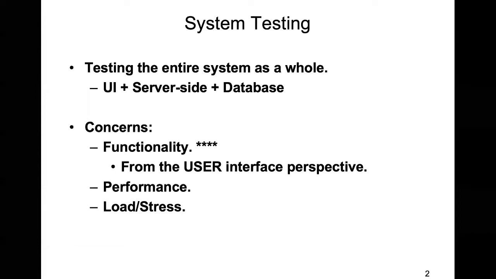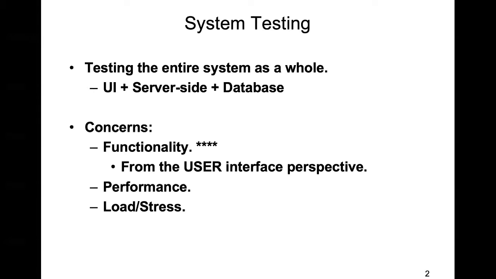And so when we're doing system testing, the kind of issues we're concerned with is, obviously, is the functionality working okay? That is the functionality from the UI perspective now, from the user's perspective. And if it's a web-based application, then if the user clicks on something, does the application respond in terms of the UI change in the correct way?